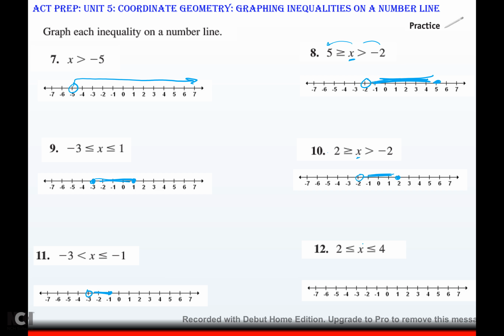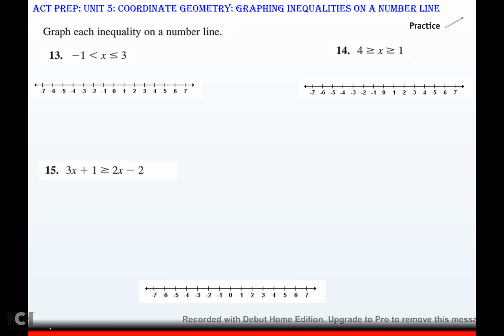12, they want all the x's between and including 2 and 4. So 2 and 4 get closed circles, and I shade everything in between. Okay. 13, I want all of the x's between -1 and 3. I do not want to include -1, but I do want to include 3 and everything in between. 14, I want all the x's between 1 and 4, and I want to include the 1 and the 4, so closed circles and everything between.